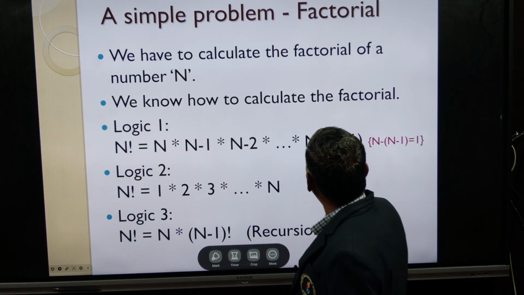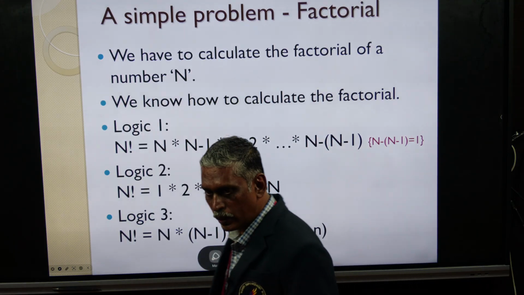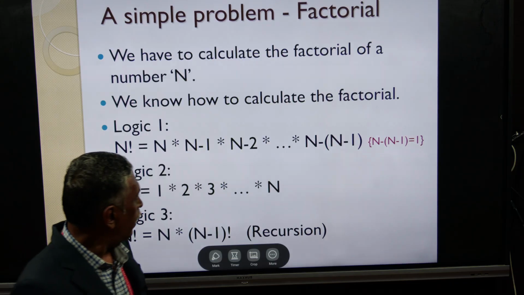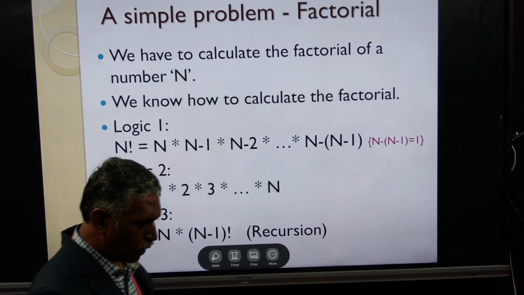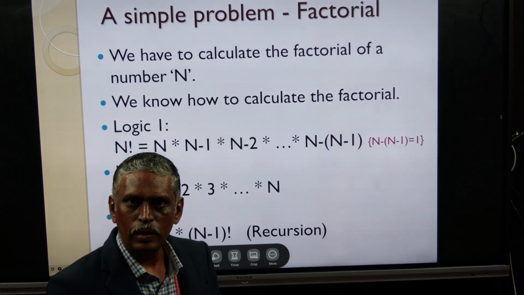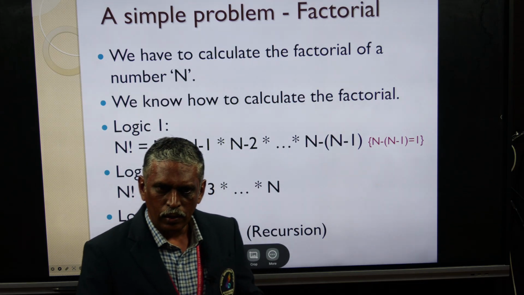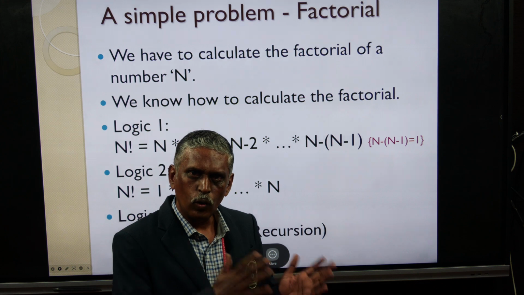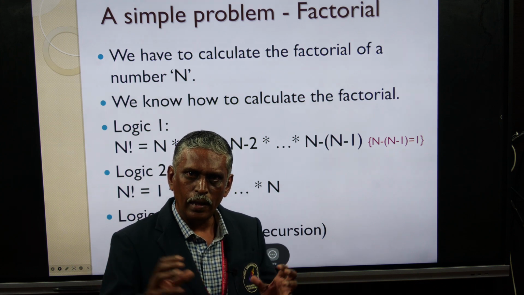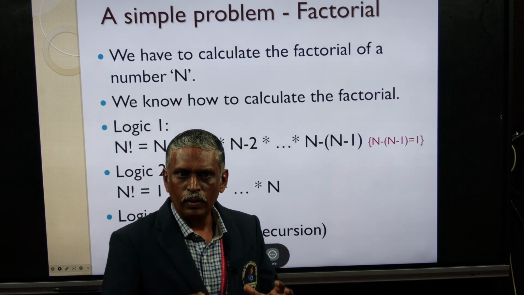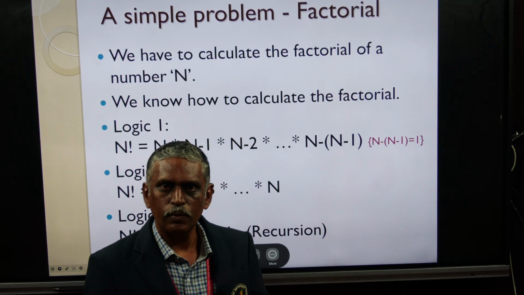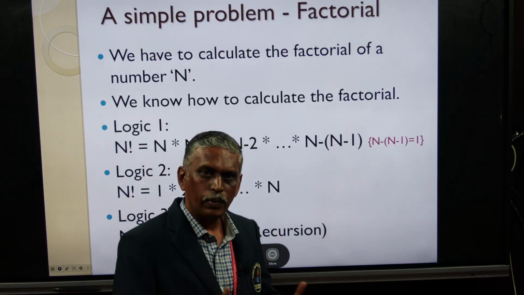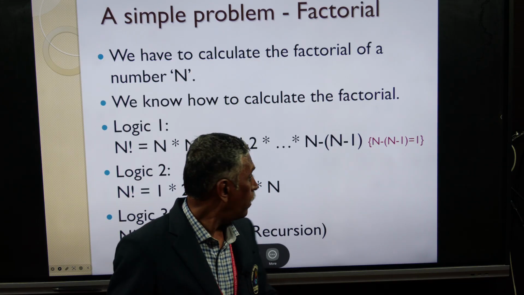A simple problem: factorial. Now we are going to see a simple problem, which is nothing but factorial, finding the factorial of a given number. What is factorial? Factorial is nothing but multiplying the numbers from 1 to that particular number to get the final solution, right? Factorial is nothing but finding the multiplication of n numbers up to a certain number.